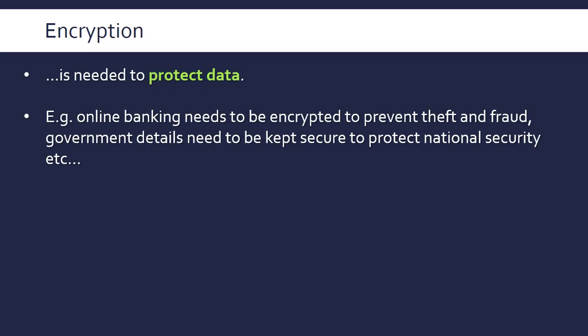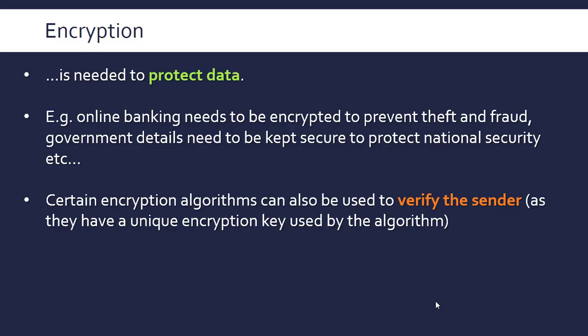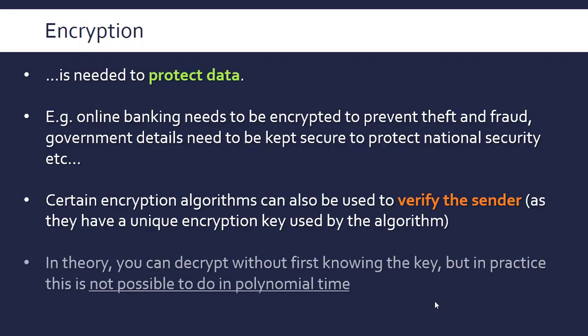Stating the obvious, but encryption is needed to protect data. There are lots of circumstances where if you're sending it over a public network, you need to find a way of keeping it secret, i.e. with encryption. Online banking, to prevent theft and fraud, and government details need to be kept secret, and so on. A less obvious point, which only really applies to certain algorithms, is that you can use the encryption key to verify the sender because they have a unique key, and only they can encrypt the data in this way.